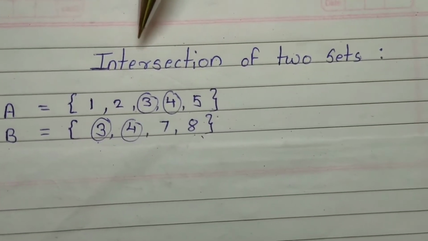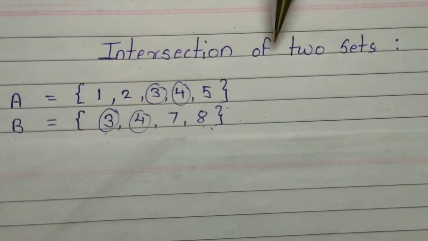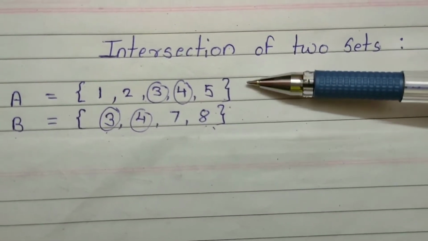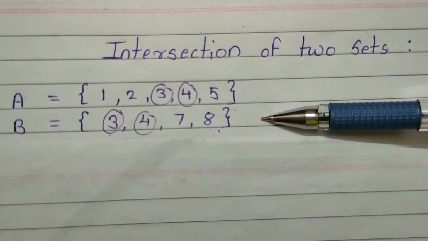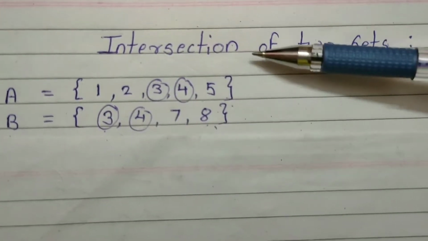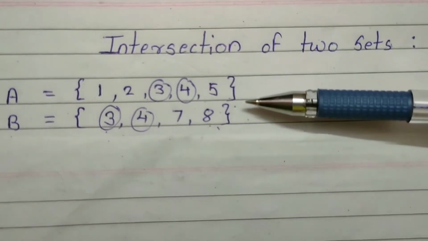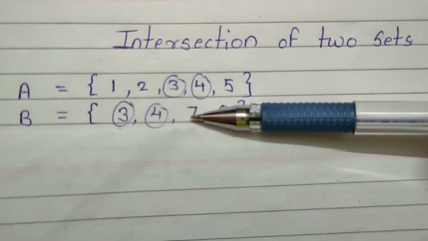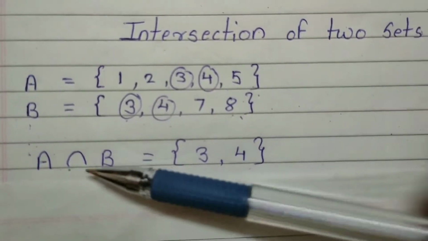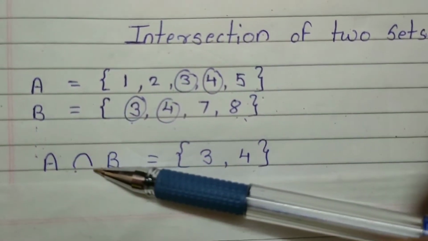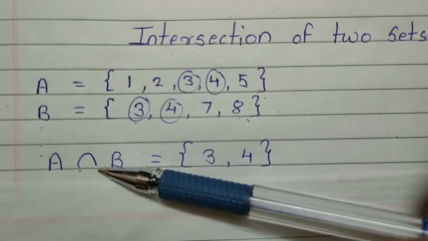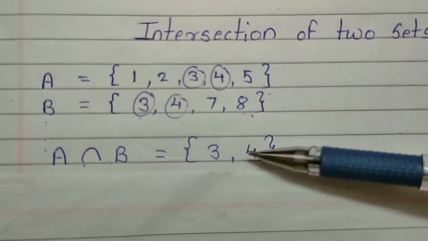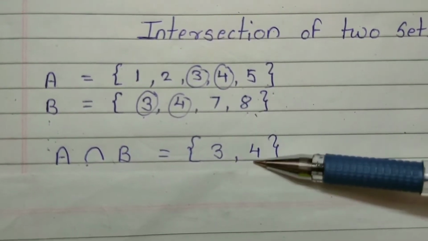So let's start with the first one, intersection of two sets. Suppose there are two sets, non-empty set A and B. So what we find in intersection? We are making a set of common element of both the set. How we represent it? We are writing this symbol which represent intersection. So A intersection B equal to the common element of both the set, that is 3 and 4.